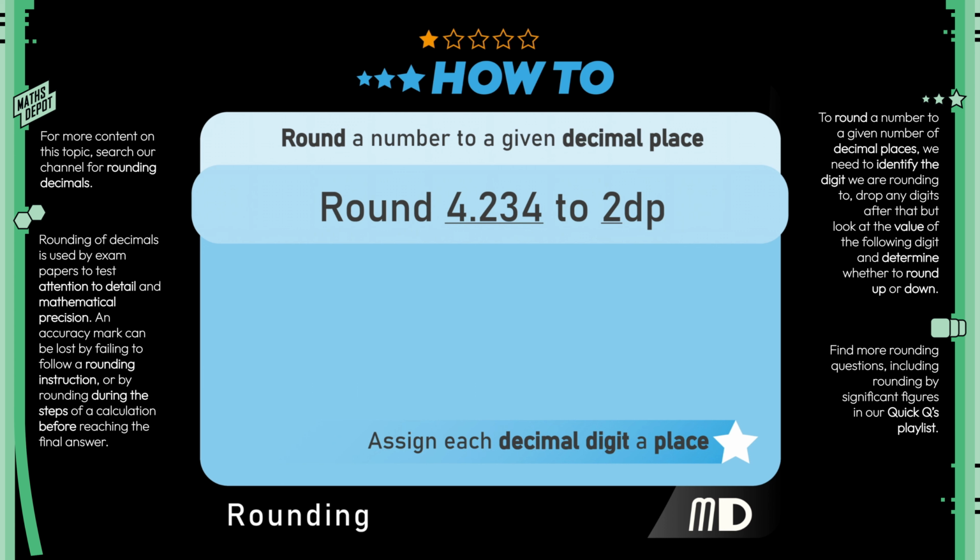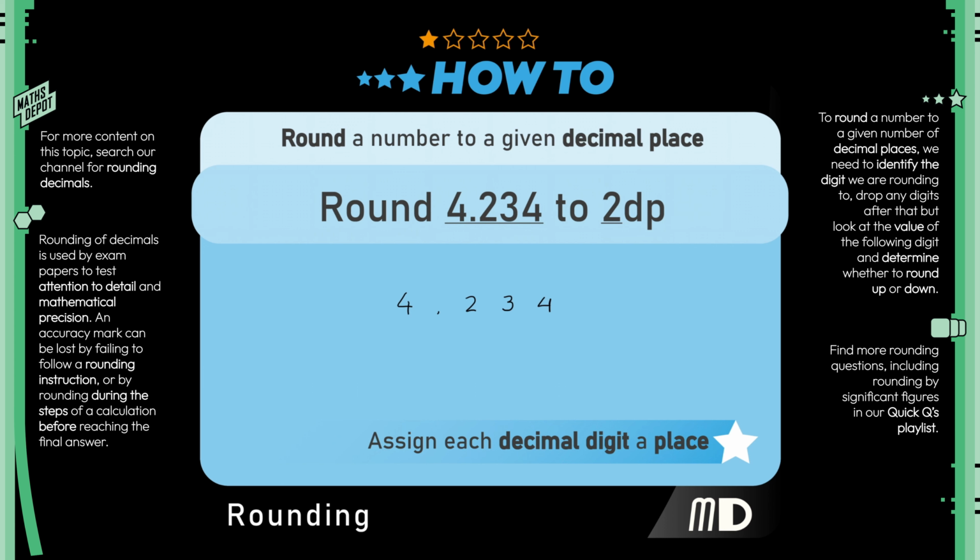Rounding a decimal is the process of simplifying a number to make it easier to work with, while keeping its value as close to the original as possible. We need to find the closest neighbor to the number that we're rounding, according to a given number of decimal places. This question asks us to round the decimal 4.234 to 2 decimal places.